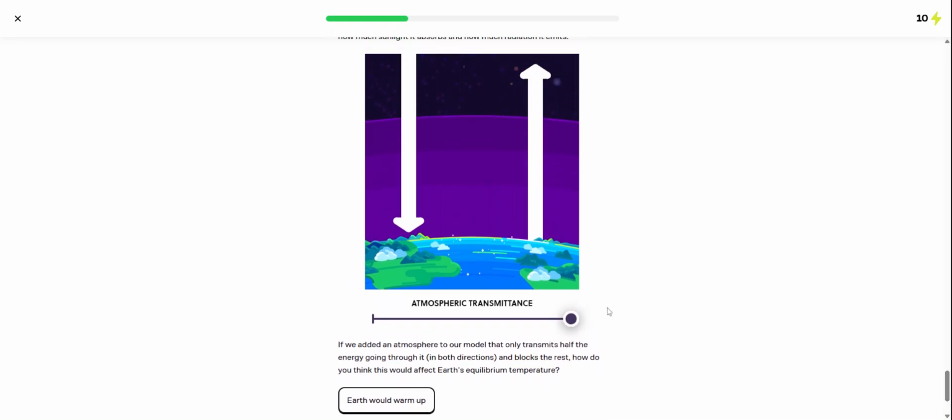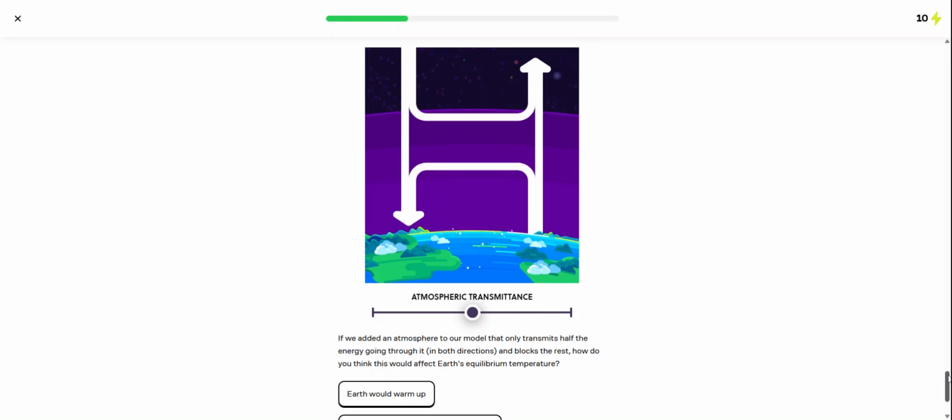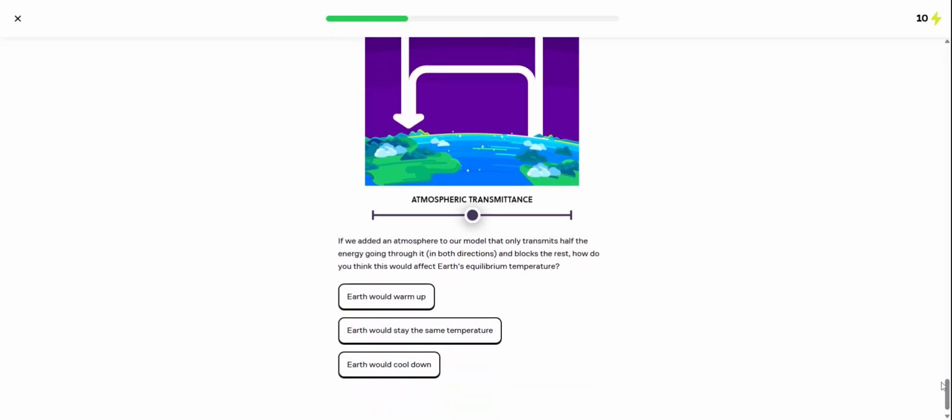So we need to reduce this energy, so I think like this. You obviously see this energy in is reflected, and this is also reflected back at the same time. So if we say halfway, then it's equally reflected back to space or back to the Earth's surface in opposite directions. So will it warm up, stay the same temperature, or cool down? Block the rest. I think it would cool down.